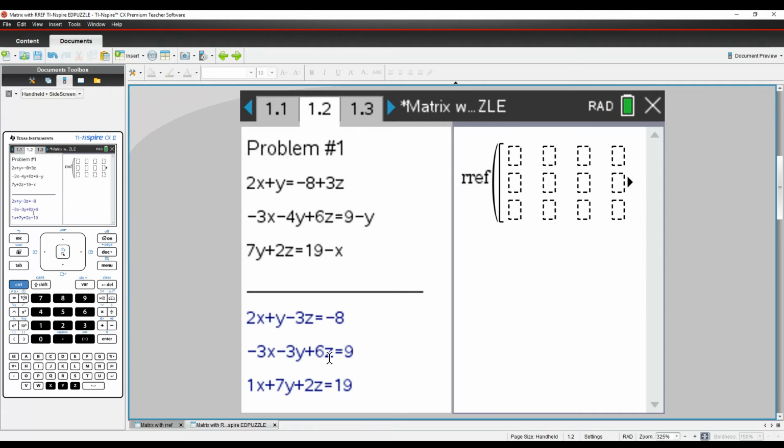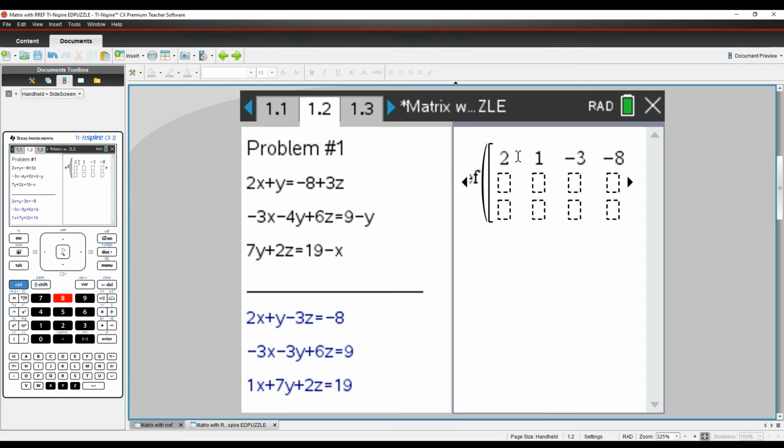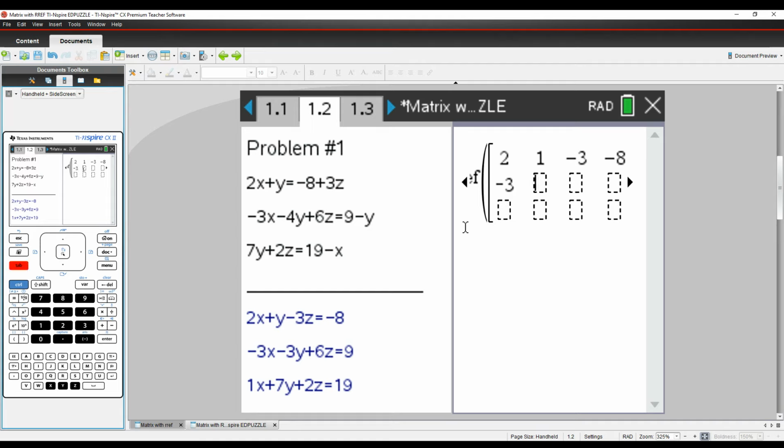Now I'm going to take the equations that I rewrote in standard form and put my coefficients in place. So there's my first equation. Also make sure that when you are writing these negative signs, you are using the negative sign on your calculator. So we have to push -3, -3, and you can hit tab to go on to the next box, 6, 9. The last one we have 1, 7, 2, 19.